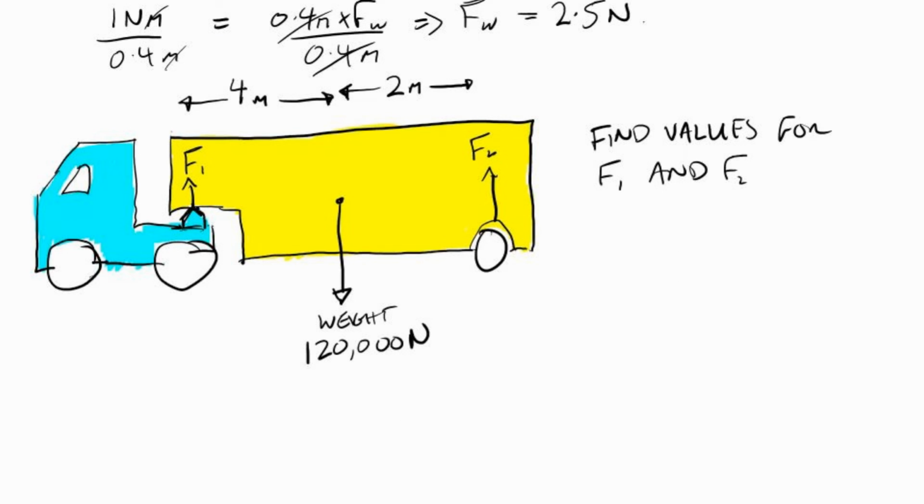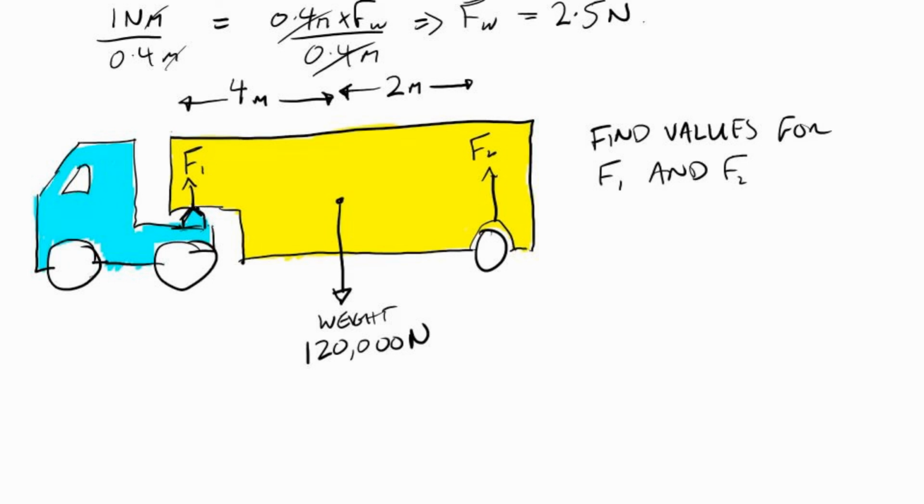There we are. So we've got a tractor and a trailer, and we're being asked to find values for F1 and F2. We've got a trailer with a weight of 120,000 newtons. We've got F1 and F2, a couple of distances, and nothing else. And I tell you what we're going to do. We're going to find values for F1 and F2.